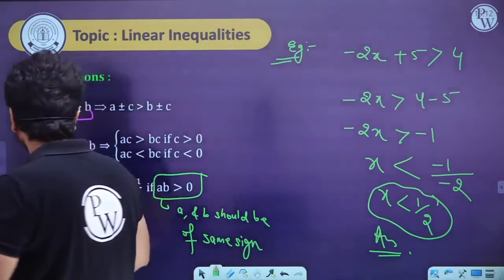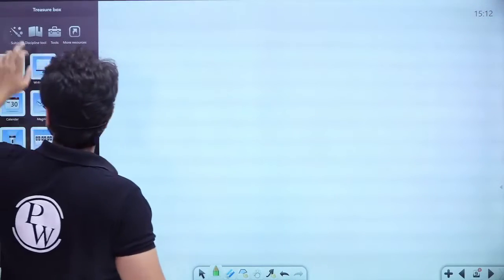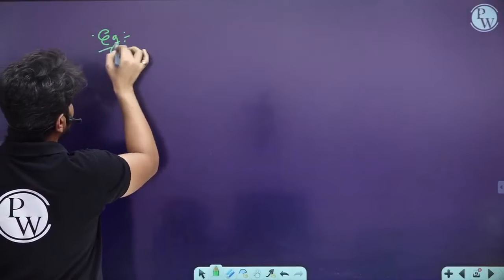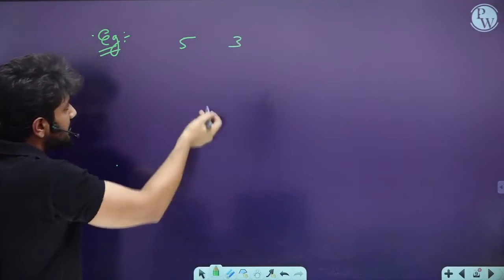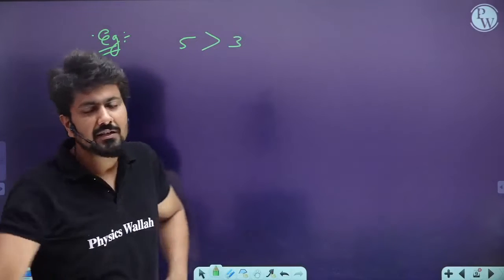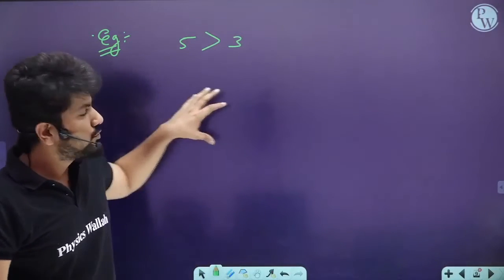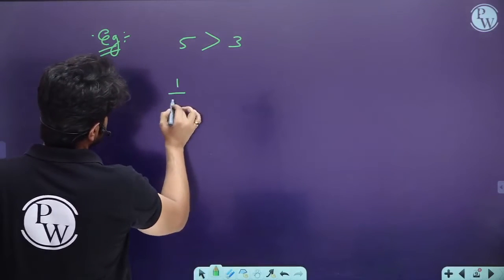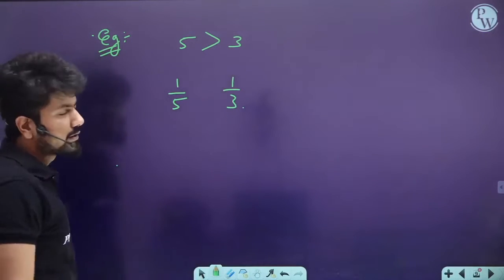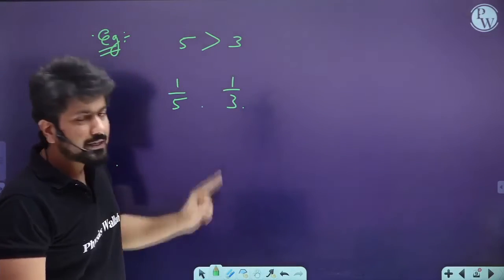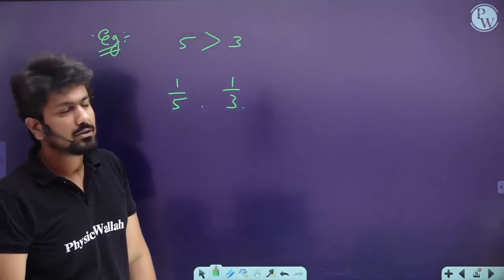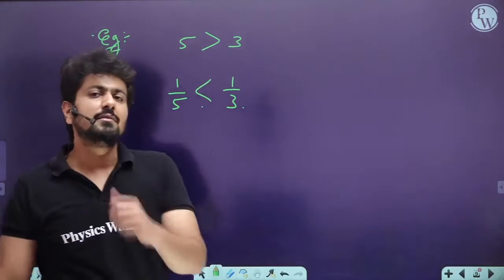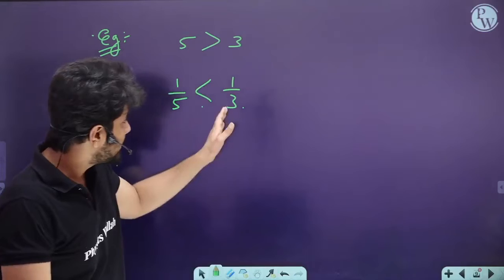Let me give you an example. Very easy. What do we say about 5 and 3? Which one is greater? Everybody knows: 5 greater than 3. What will happen if I do the reciprocal on both sides? 5 will become 1 by 5, and 3 will become 1 by 3. Now, will you use the same inequality or change it? Is 1 by 5 greater than 1 by 3, or less than 1 by 3? You tell me.